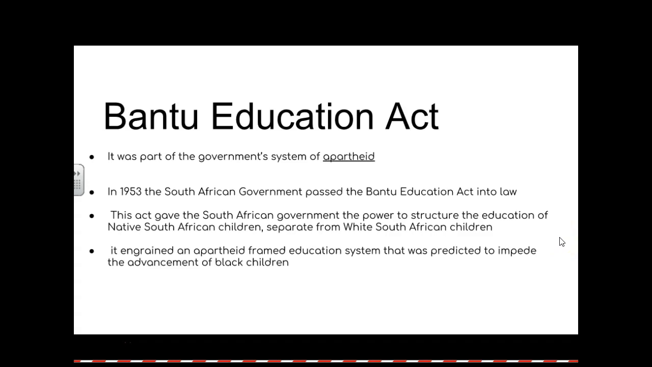So the Bantu Education Act was a part of the government system of the apartheid. In 1953, the South African government passed the Bantu Education Act. This gave the South African government power to structure the education for the South African children and kind of separate the black South Africans from the white South Africans. And it ingrained an apartheid-framed education system that was predicted to impede the advancement of the black children.